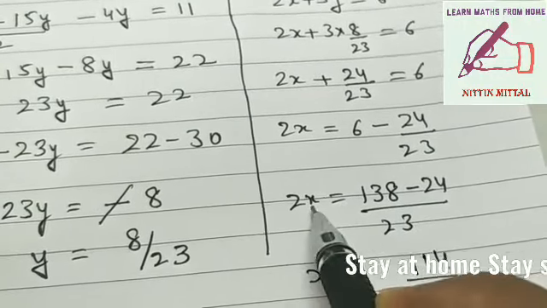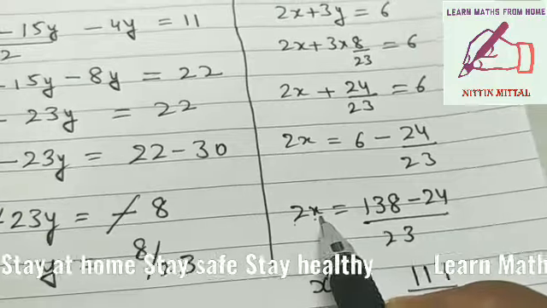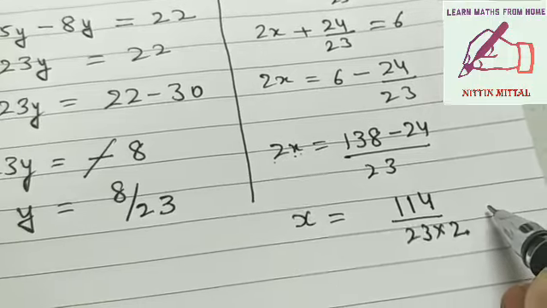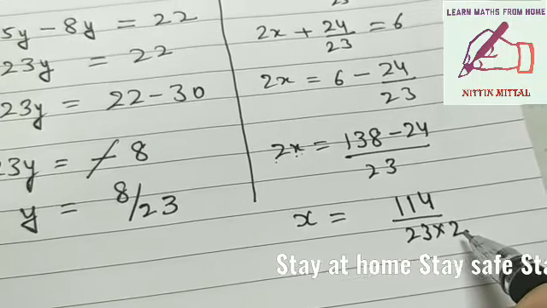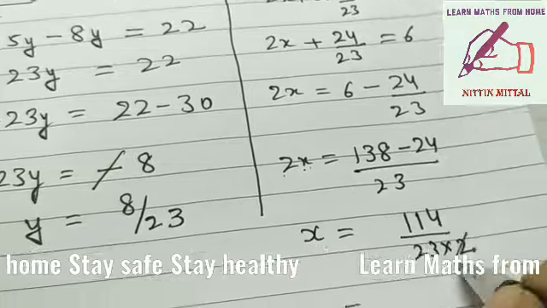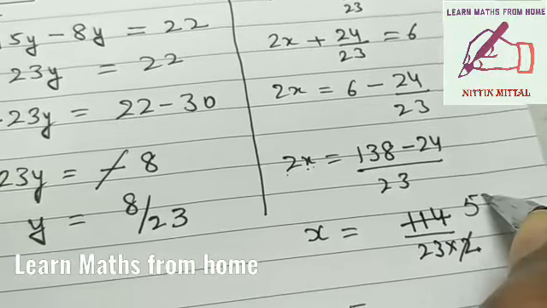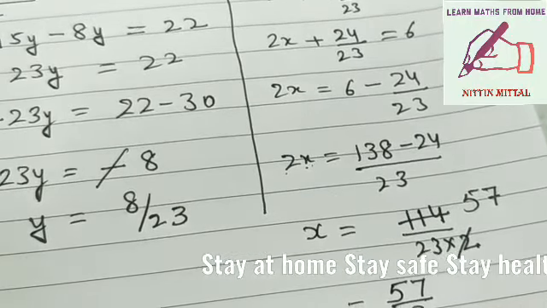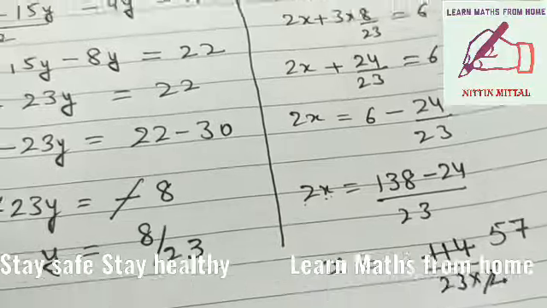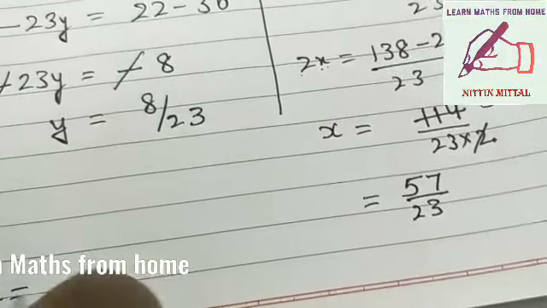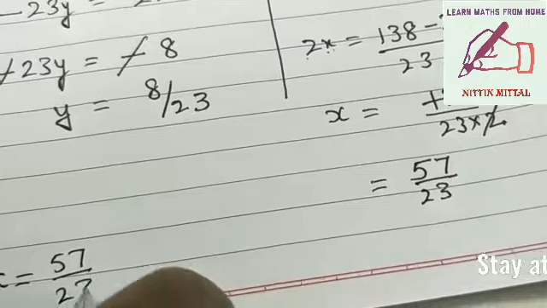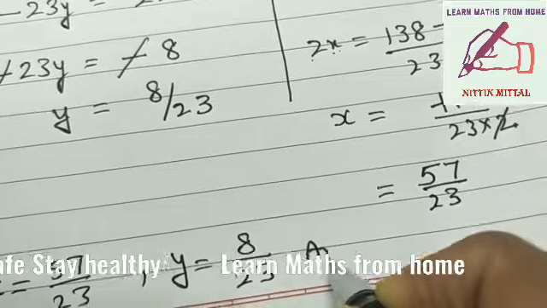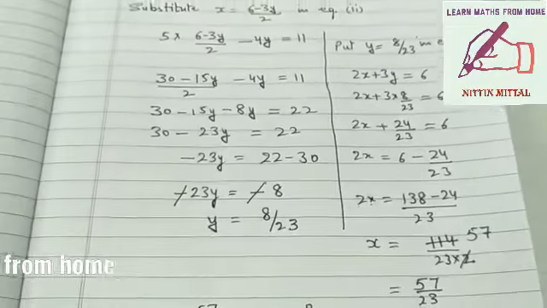Now this 2 we have taken from 2x, it was multiplied here, and when we transpose it, it will be divided over there, and the reciprocal of 2 is 1 by 2. So 2 can be cancelled, 5 to the 10, 7 to the 14, 57 over 23. Further cutting is not possible, so we reach the answer where x is equal to 57 over 23 and y is equal to 8 over 23. That is the answer.